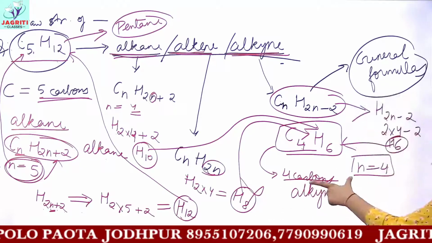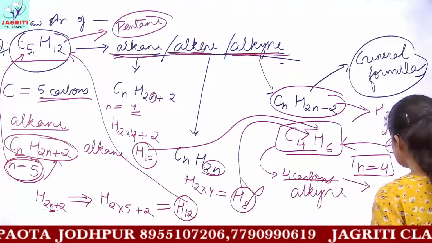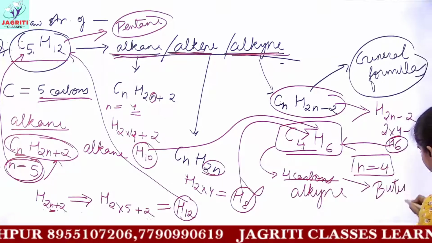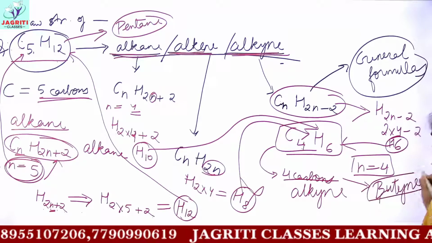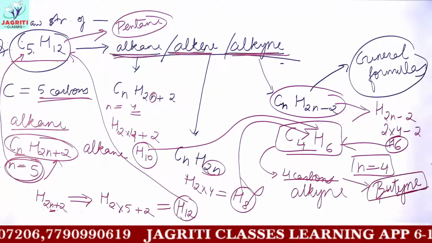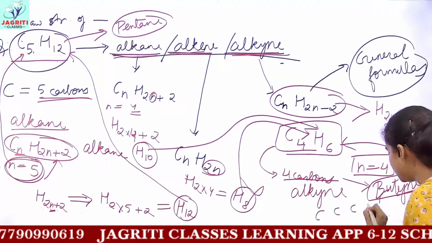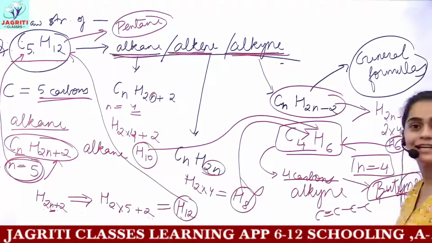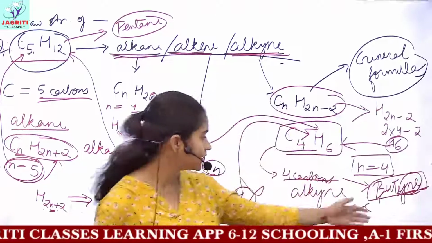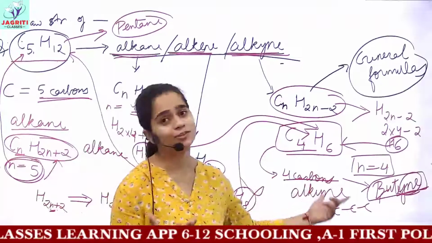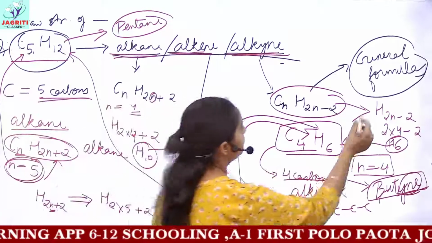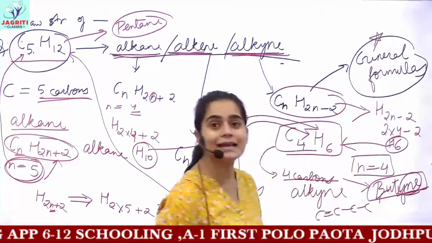For 4 carbons, the prefix which we use is but. Okay, and for alkyne the suffix we use is ine. So now you can make the structure, that is you make 4 carbons, ine means you put a triple bond and the remaining with single bonds. So you will get a perfect structure and then you can make the electron dot structure also very easily, I hope. So this was the general formula of alkane, alkene and alkyne.